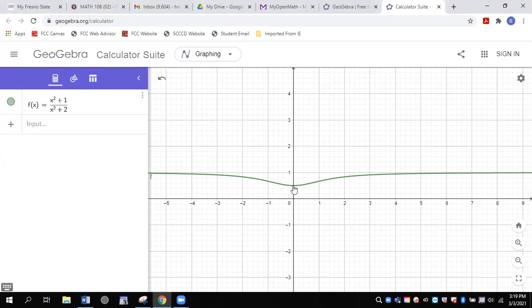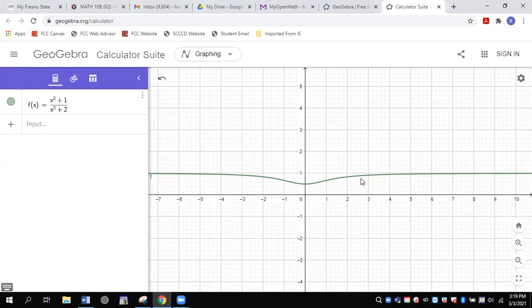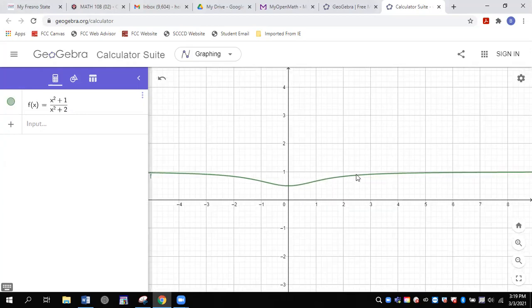See how it dips down a little bit in the middle, and then it comes up to one. Here, let me do it up. See how the further it goes to the right and the left, it gets really, really close to a height of one. That's its long run behavior. So we say it has a horizontal asymptote of y equals one. See on the y-axis, it gets really close to a height of one, way off to the right, way off to the left, long run to the right and the left.